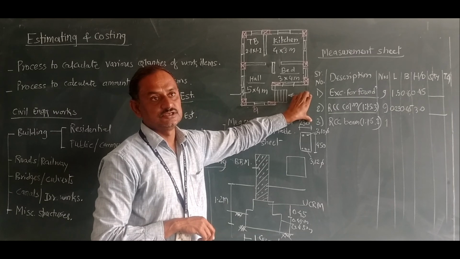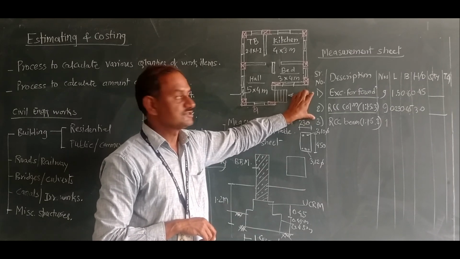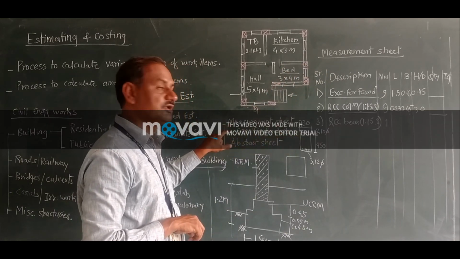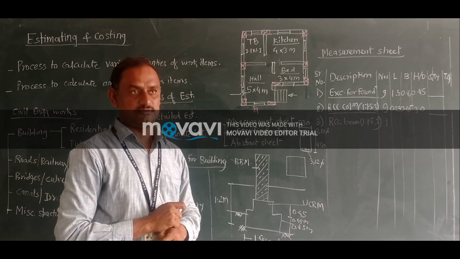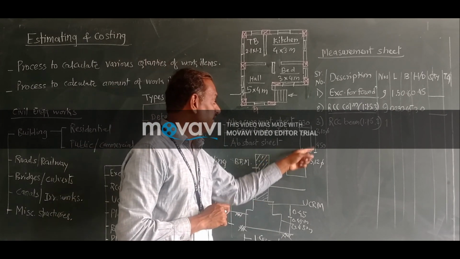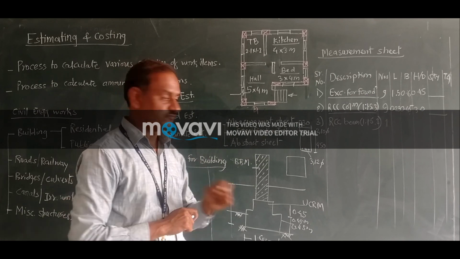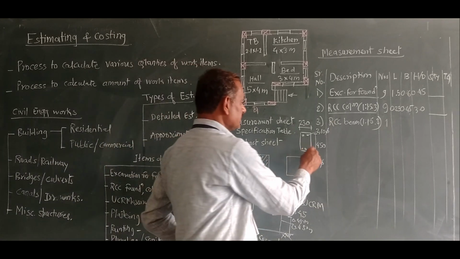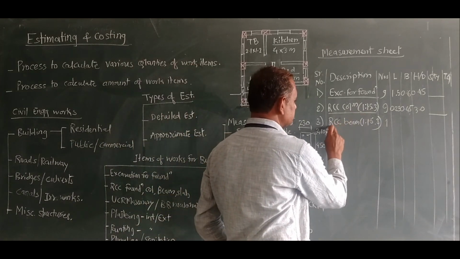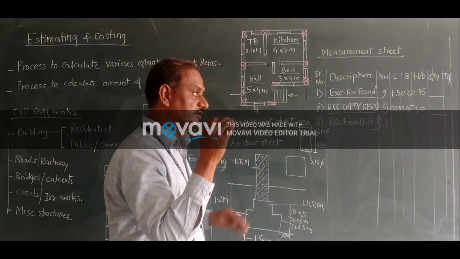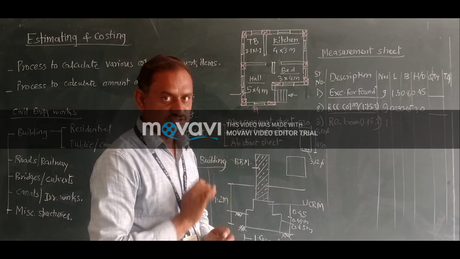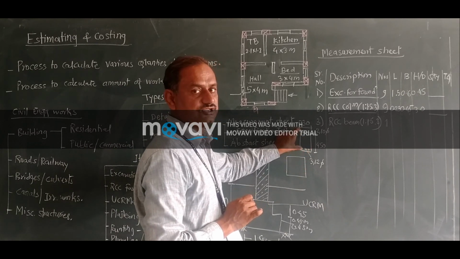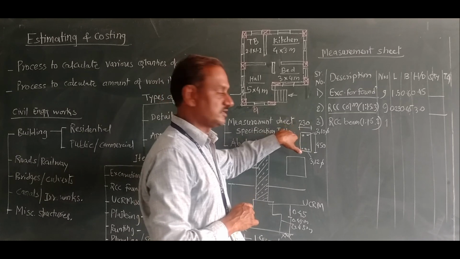Only RCC or major items are to be calculated in the measurement sheet. But the steel calculations, we are going to use a specification table. For any type of steel calculation, we have to use the specification table. So for RCC beam, we are going to find the quantity of RCC only, not the steel. Here we have to know how the steel is to be specified in this beam, right?